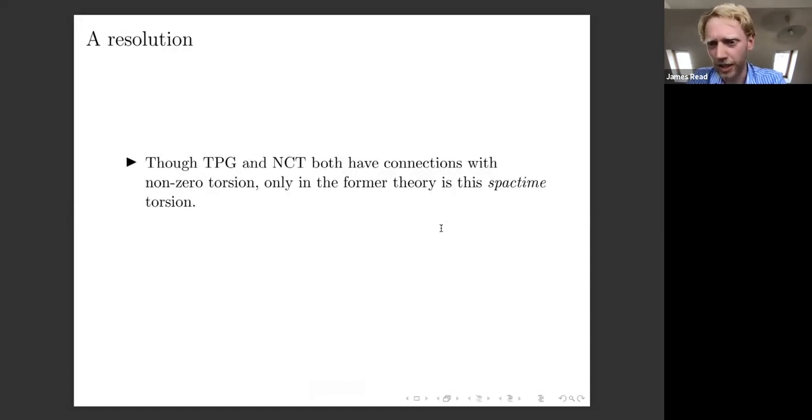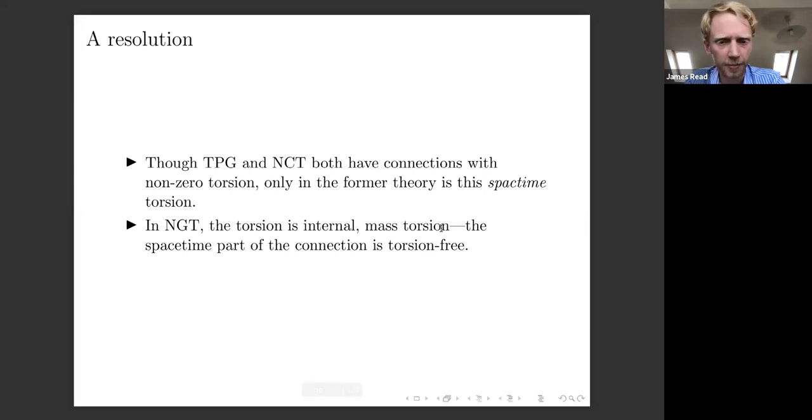But it seems like there's a pretty straightforward answer now. Though they both have connections with non-zero torsion, it's only in the former case that it's space-time torsion. In the Newtonian gravity case, sorry, that should be NGT, your torsion is mass torsion, not space-time torsion. So you can still define a torsion-less space-time connection, and so you still have a notion of inertial motion in Knox's sense, which seems to wrap up that issue, which might otherwise be puzzling.